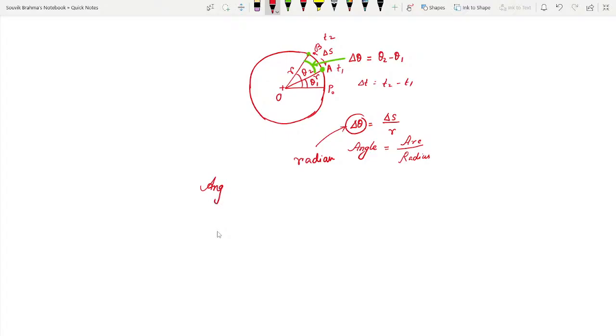Okay, now moving to the next concept, that is angular velocity, which is denoted by omega. Now what will be the definition for this particular parameter? The time rate of change of angular displacement, or the change of angular displacement with respect to time, is called angular velocity.